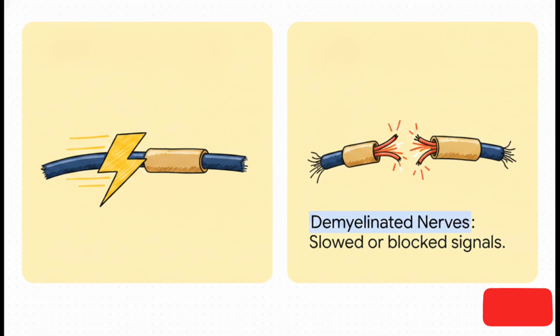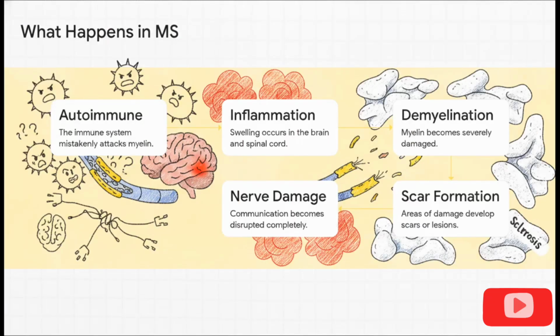But with MS, that myelin gets damaged. When this biological insulation is stripped away, a process called demyelination, those nerve signals get slowed down or even blocked completely. It's essentially a biological short circuit. And that short circuit is exactly what directly causes the neurological symptoms of MS. Let's move on and see how this builds through a very specific chain of events.